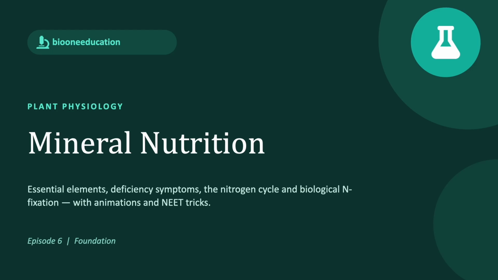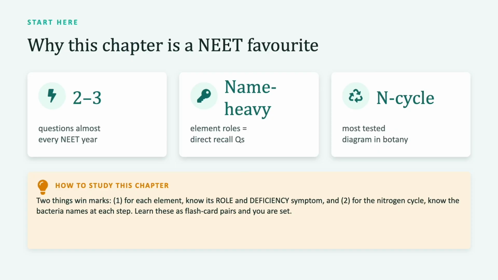Let us begin. This chapter scores 2 to 3 questions most years and many are pure recall. They name an element and ask its role or describe a symptom and ask which element is deficient. The nitrogen cycle is probably the most tested diagram in all of botany.